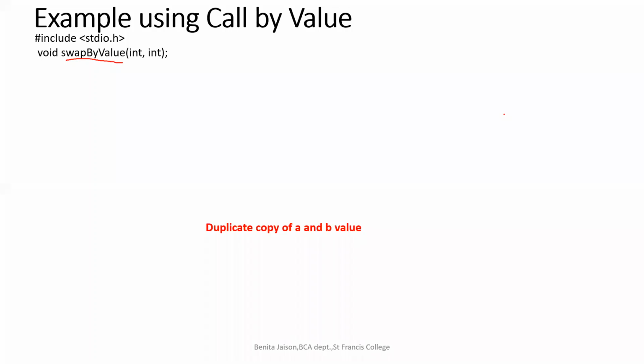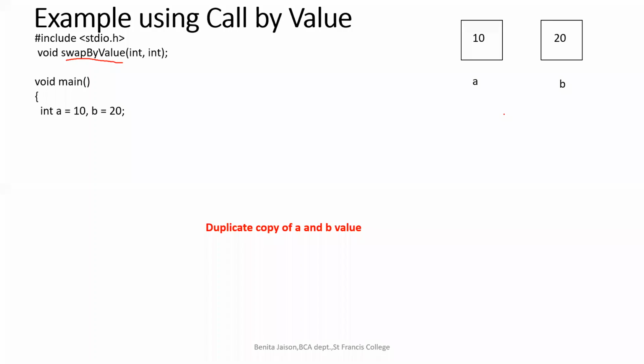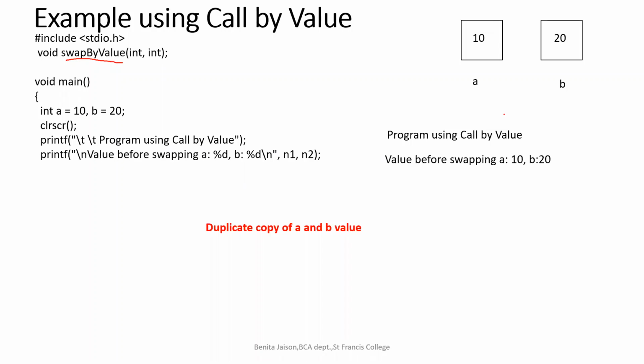So now I have declared the function which I'm going to use in the declaration section. I'm moving on to the main. In main, I'm going to declare two variables called A and B. Both A and B are integer data type, and I'm assigning the values 10 and 20. So A is assigned 10 and B is assigned 20. Now we are just printing a statement, program using call by value. After that, we are printing the values of A and B before swapping.